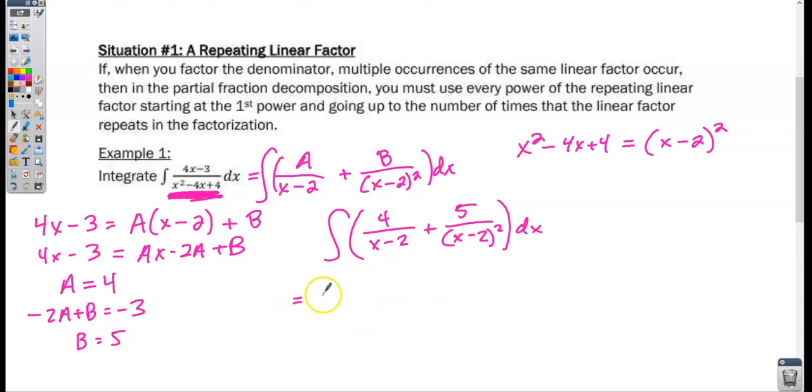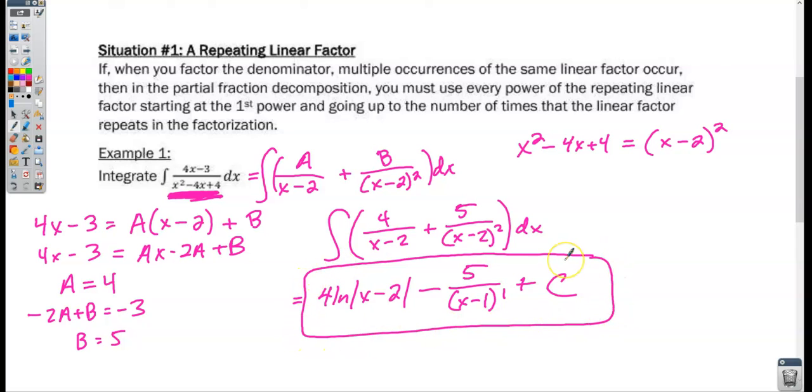We're going to go ahead and take the antiderivatives. That's 4 natural log of the absolute value of x minus 2. But now since this one's to the second power, instead of being a natural log, we're just going to use the power rule in reverse. And there's our integral.